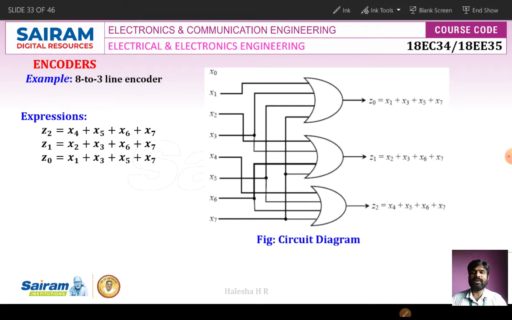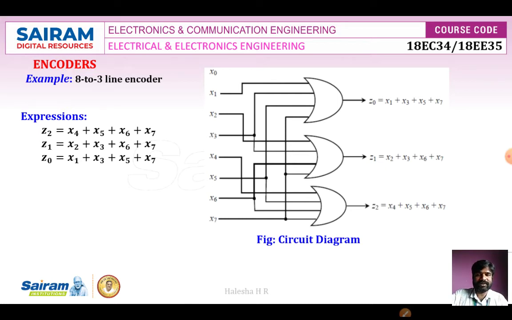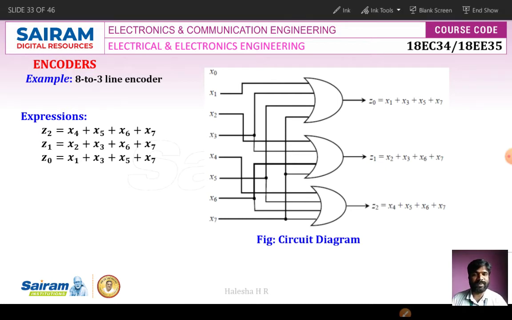So remember, an encoder is the opposite of a decoder. In the decoder we use AND gates or NAND gates, whereas here we use OR gates for the circuit implementation.